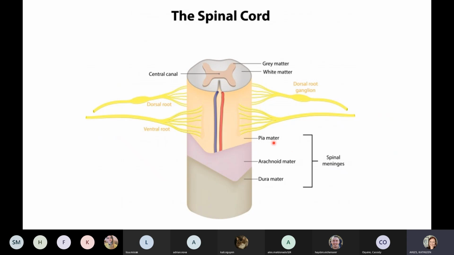So the innermost connective tissue layer that wraps around the spinal cord is called the Pia Mater, just like that connective tissue layer that wrapped around the brain. On the outside of the Pia Mater is my intermediate layer called the Arachnoid Mater. Remember that the Arachnoid Mater is the layer that looks like spider webs. And the outermost layer, the thickest layer, is called the Dura Mater. Each of these layers attach to the same layer on the brain. So our meninges are continuous from your brain all the way down to your spinal cord.